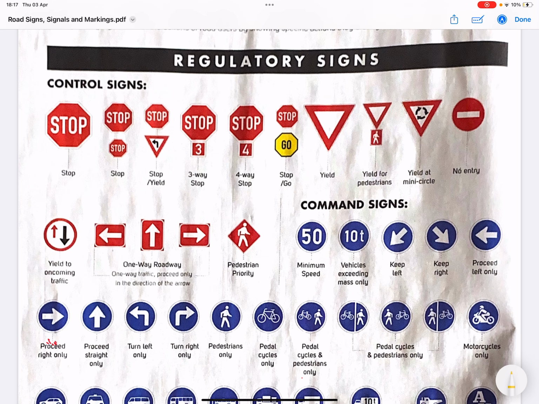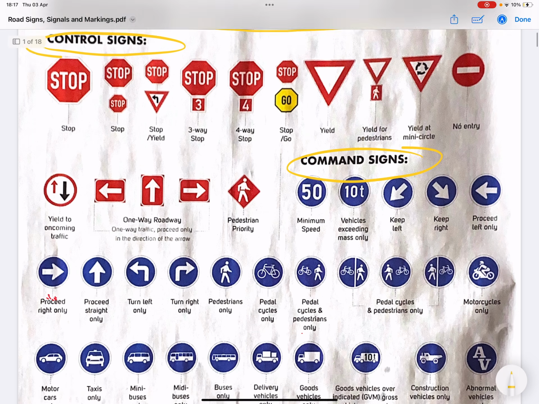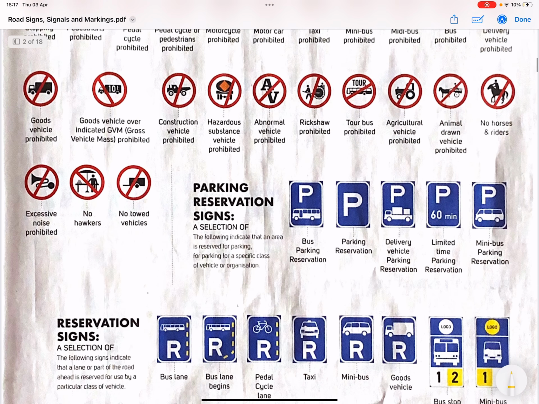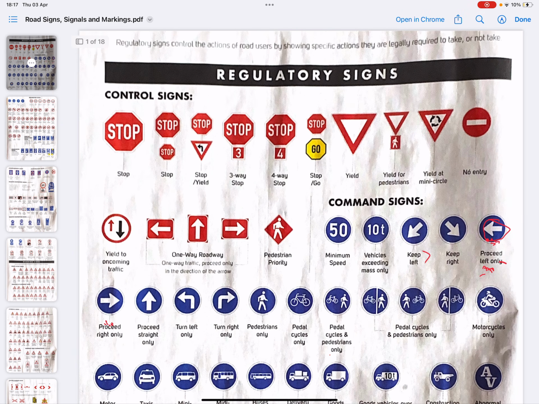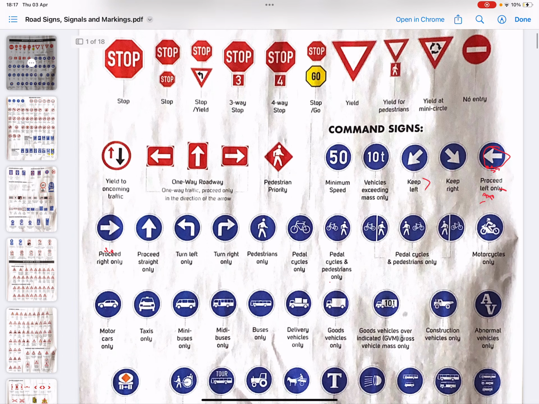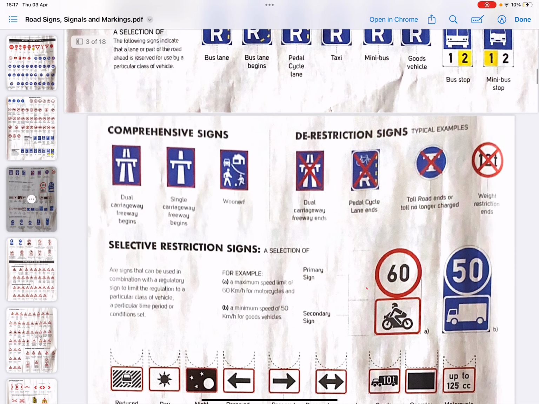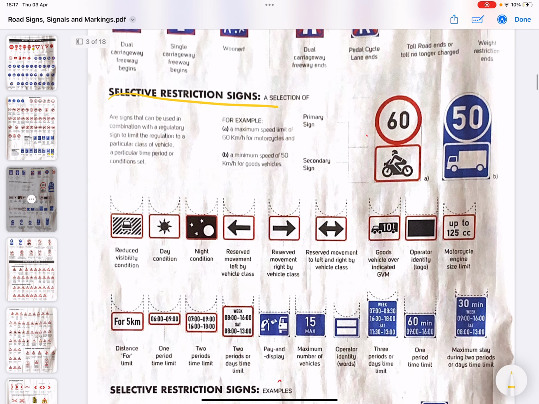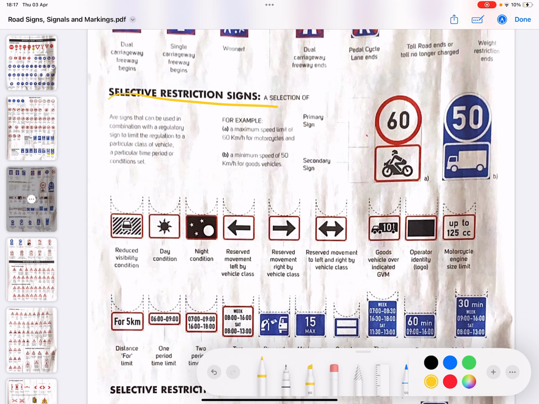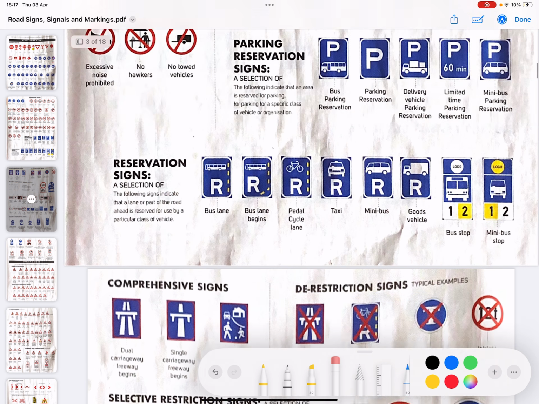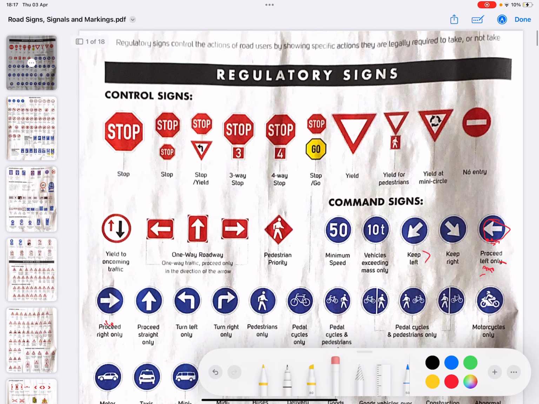All right. So under regulatory signs, you have control signs, command signs, prohibition signs, reservation signs, and then you have comprehensive signs, de-restriction signs, and selective restriction signs. Right. So I'm going to explain each and everything. All right. Now let's go back to the control signs.